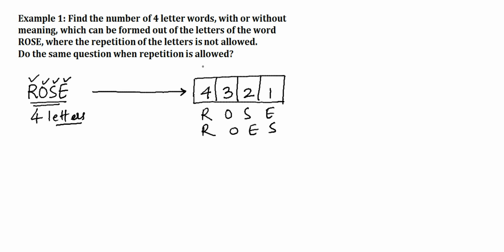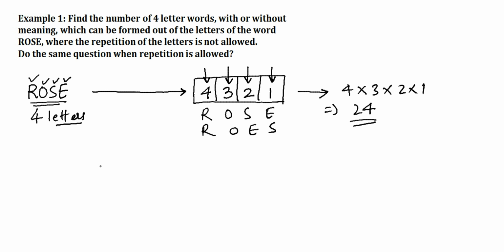So this means that the job of filling the first place is done in 4 ways. The next place is done in 3 ways. The next place can be done in 2 ways, and the last place can be done in 1 way. And we have to fill all these places. So the total number of ways would be equal to the product, that is 4 into 3 into 2 into 1, which is equal to 24. Okay, so this is how we apply the fundamental principle of counting to do this.